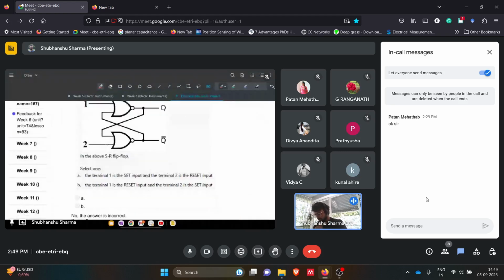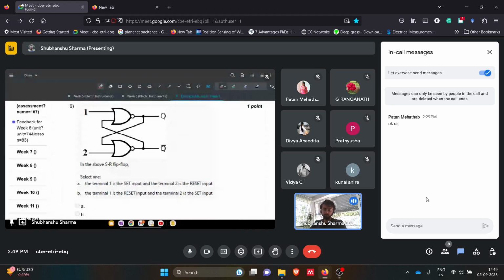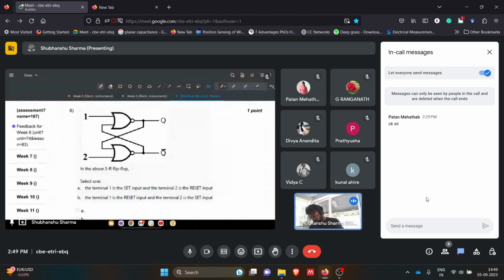Now the next question. We also talked about flip-flops this week. This question says this is an SR flip-flop, but it is not mentioned what terminals 1 and 2 are, S or R. So we have to say whether terminal 1 is the set or terminal 2 is the reset input. Let's see how we will approach this.